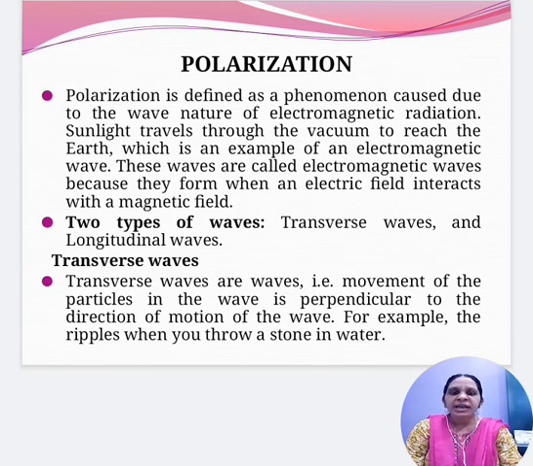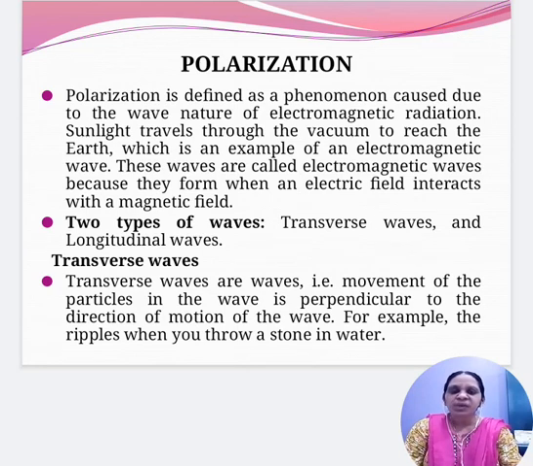The waves that are emitted by the sunlight are called electromagnetic waves because they are formed when an electric field interacts with a magnetic field. There are two types of waves in nature, transverse waves and longitudinal waves.